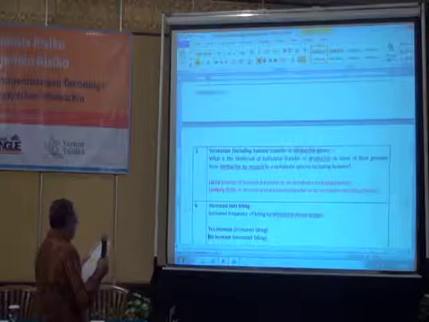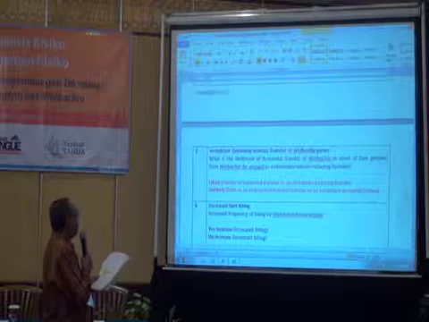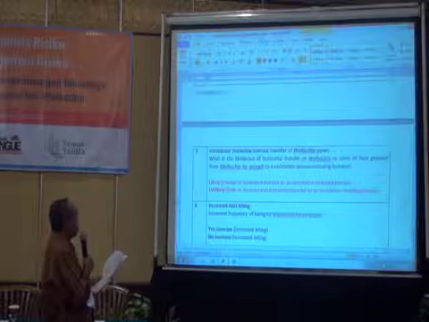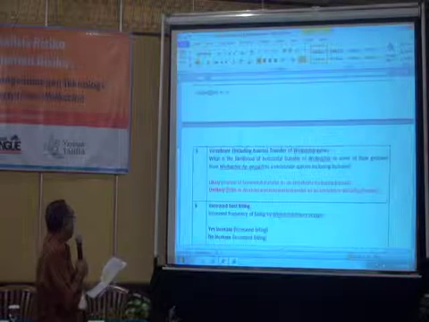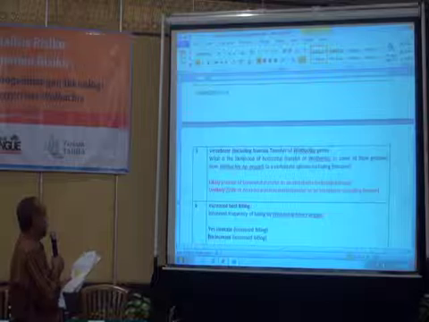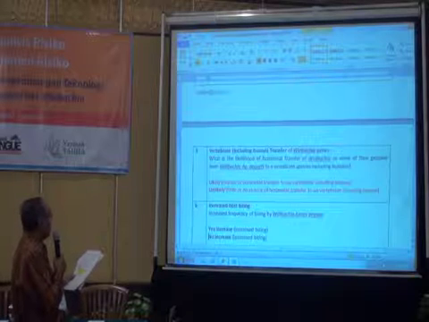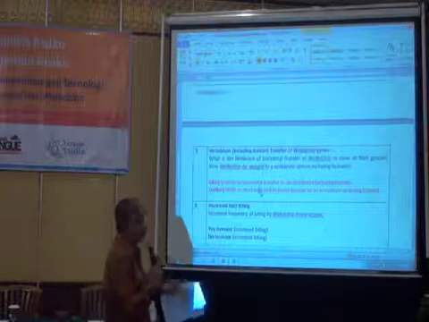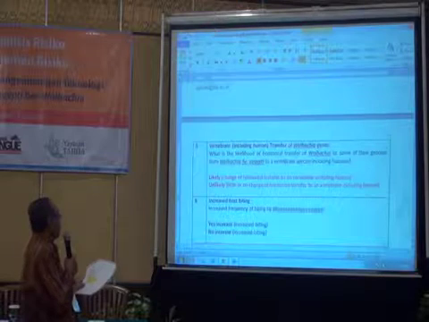Number 5. Vertebrate including human transfer of Wolbachia genes. What is the likelihood of the horizontal transfer of Wolbachia or some of their genome from Wolbachia Aedes aegypti to a vertebrate species including humans? Yes, likely chance of horizontal transfer to a vertebrate including human. Unlikely, little or no chance of horizontal transfer to a vertebrate including humans.